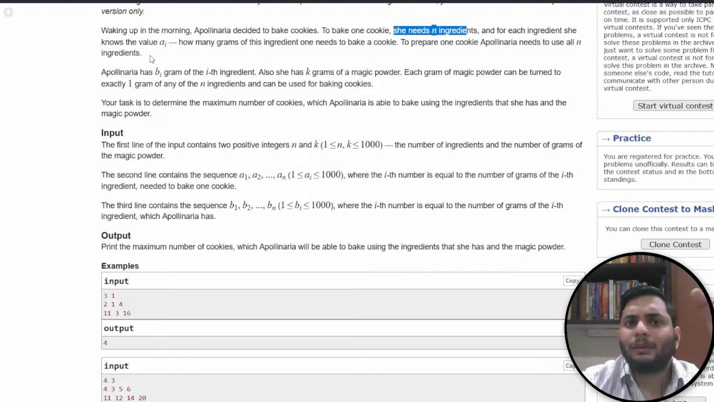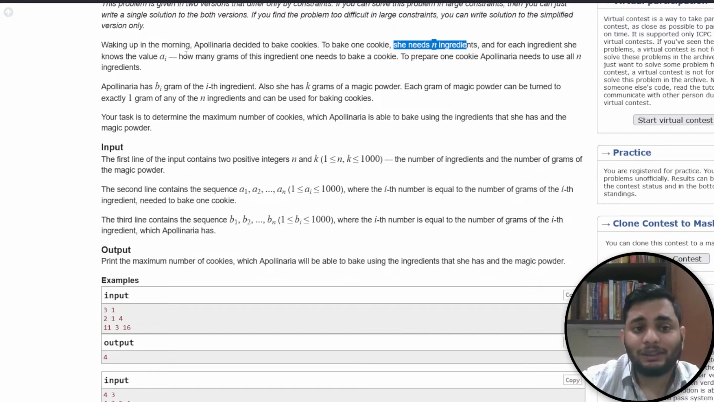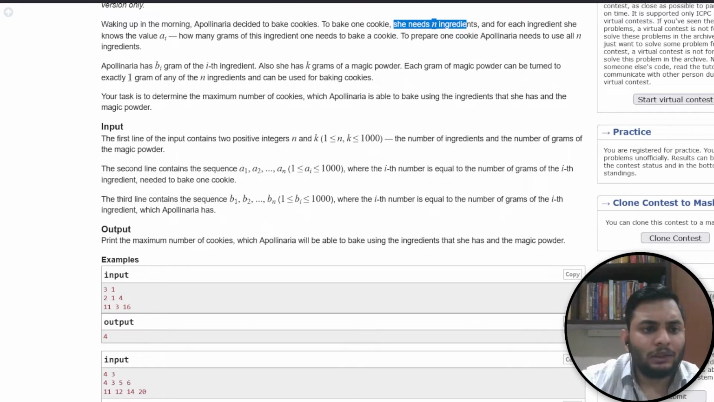Okay, so we need n items to prepare a cookie. The items are 1 2 3 4 5, right? And she knows the value ai, which means how many grams of the ingredient. So for the first item you need a1 grams of that item, for the second you need a2 grams to make a cookie, then a3 grams, a4 grams, and so on. And Apollinaria has bi grams of the ith ingredient.